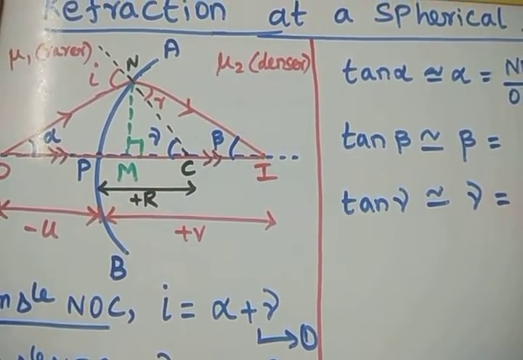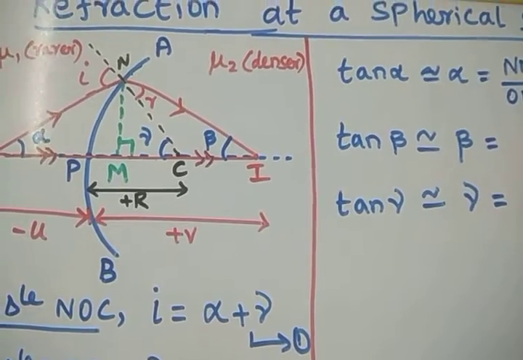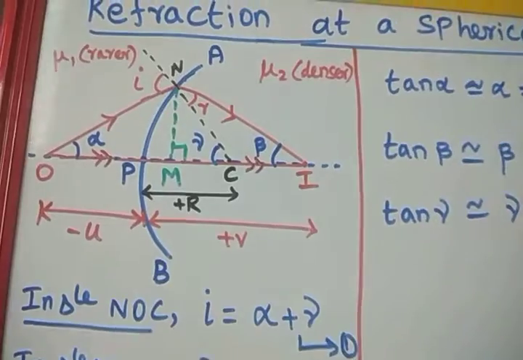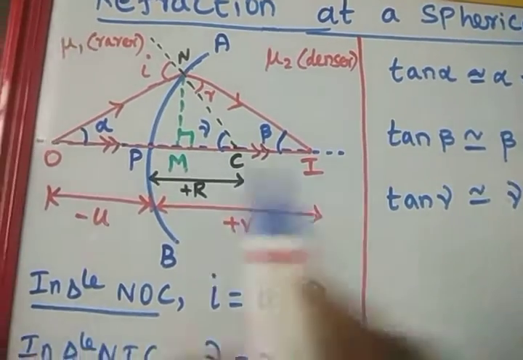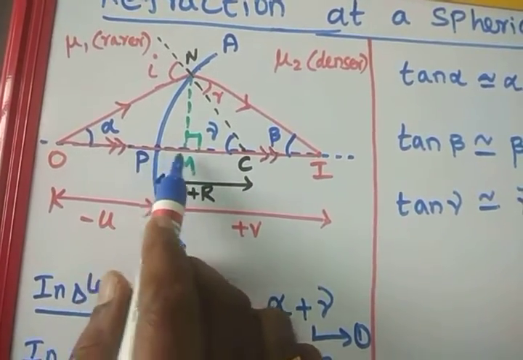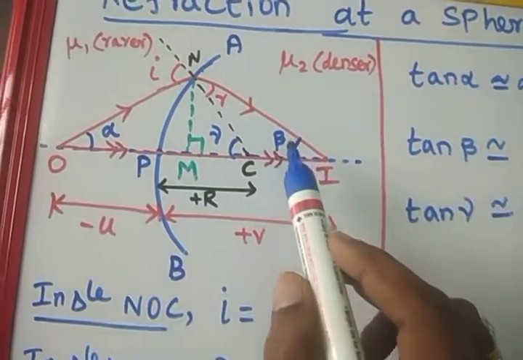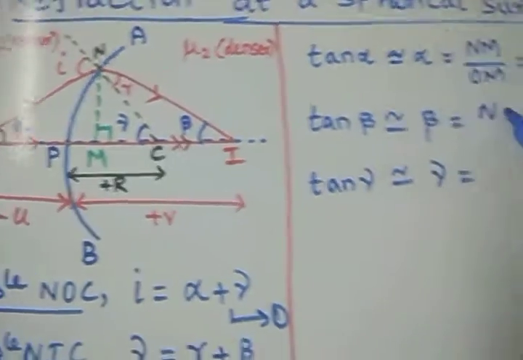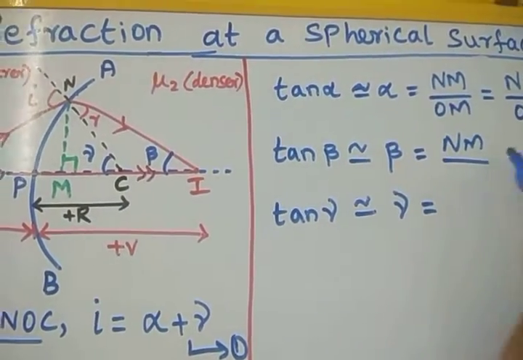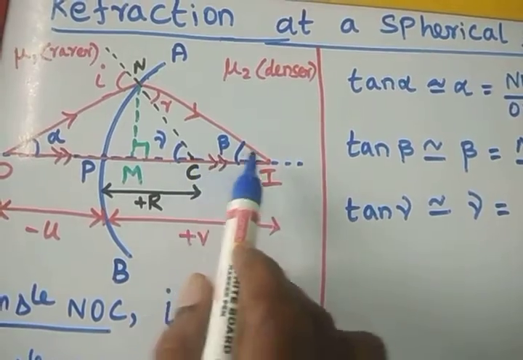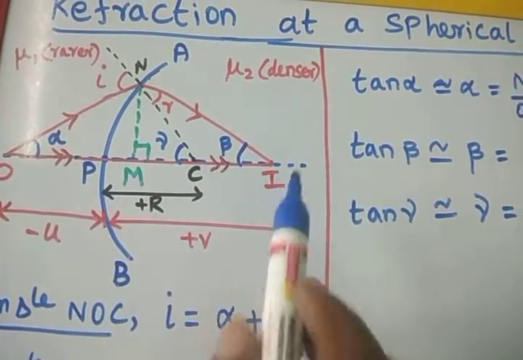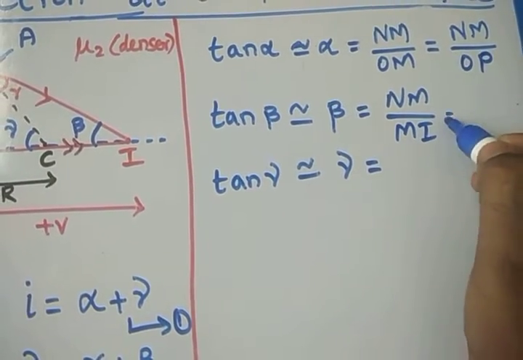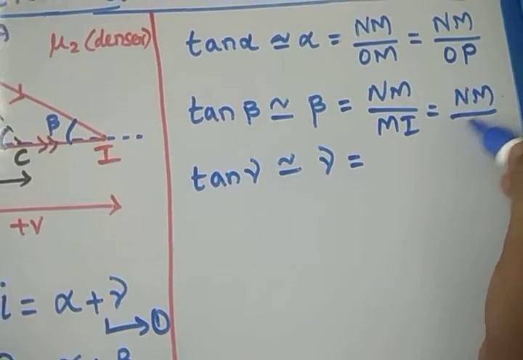Okay, tan alpha is equal to Nm by OM, which is approximately equal to OP, because this distance is very small. Similarly for tan beta, Nm is the opposite side. Then which one is the adjacent side? For beta, Mi is the adjacent side, that is approximately equal to Pi.